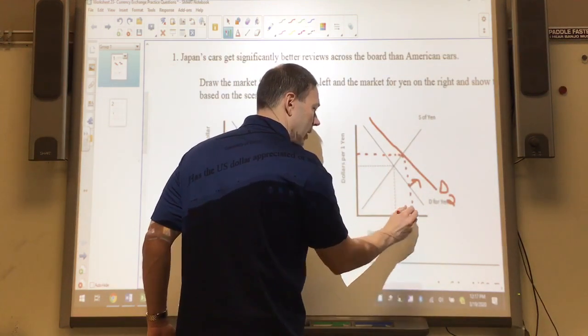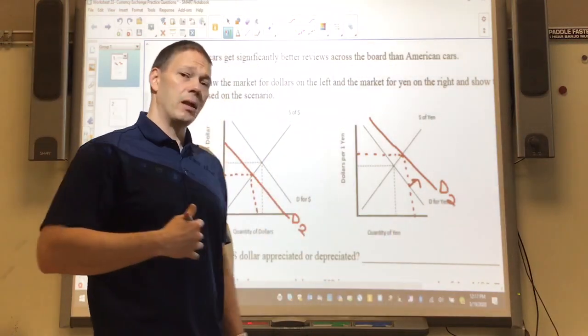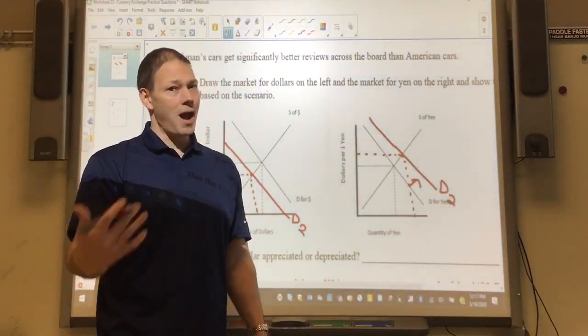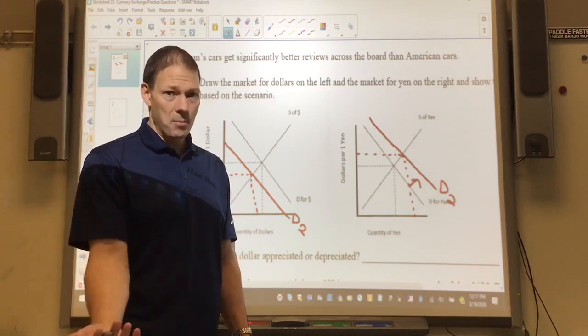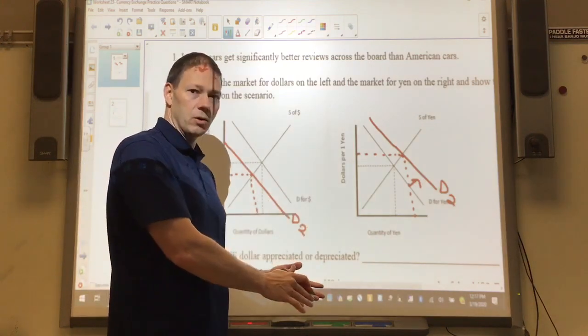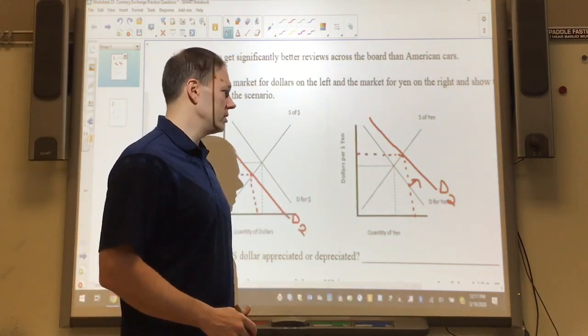Again, you can also look at it as a decrease in supply of yen. If their cars are better, they're not buying our cars. If they're not buying our cars, they're not sending their currency into the world, and you could decrease the supply of yen.